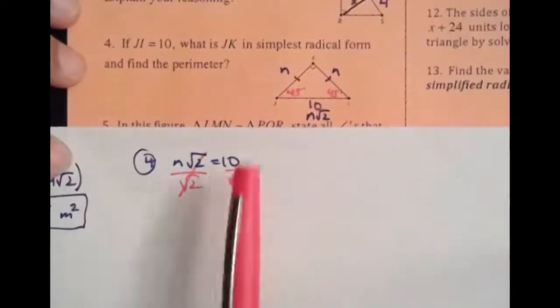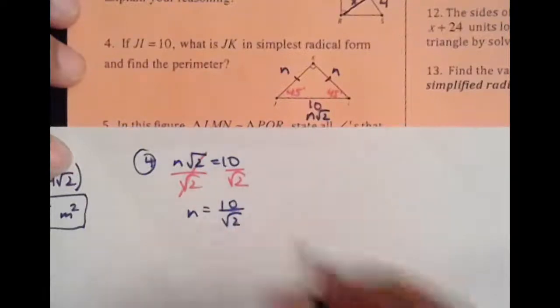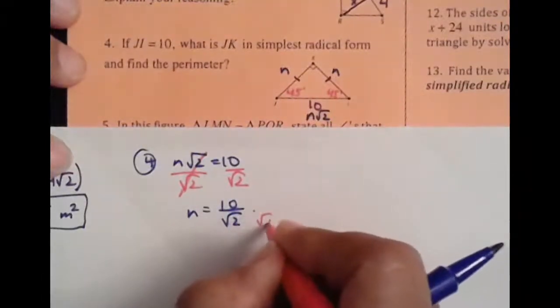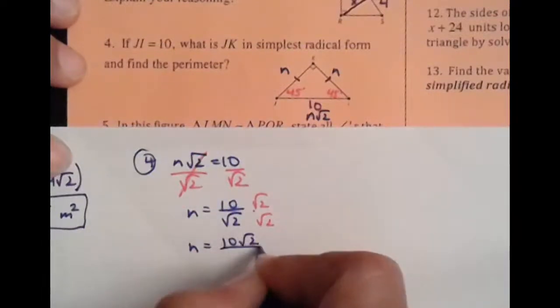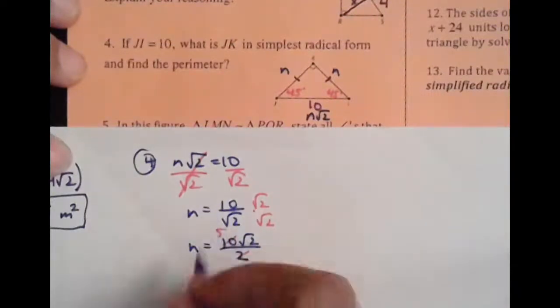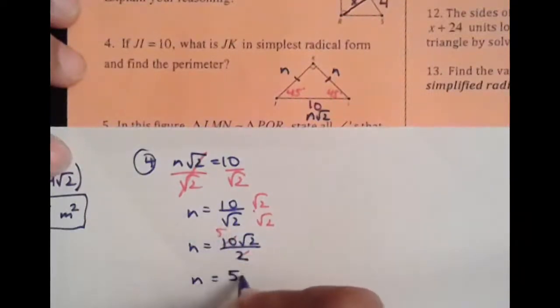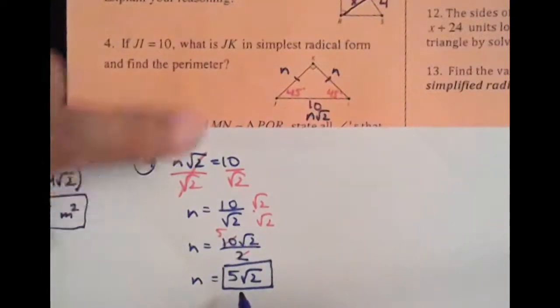Then you can't leave your answer with a radical in the denominator. So in order to do that, we have to rationalize, multiply top and bottom by root 2. That gets you 10 root 2 over 2. But you can reduce the 10 over 2. 2 goes into 10 5 times. So the side length is 5 root 2. There are no particular units here, so it's just 5 square root of 2 units. Oh, sorry, that's not the perimeter. That's actually just the side length n.